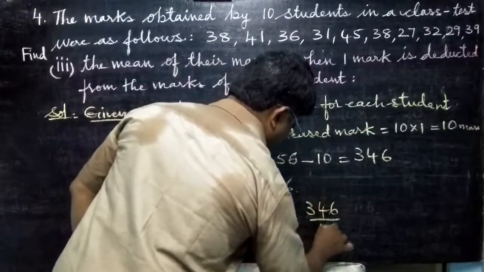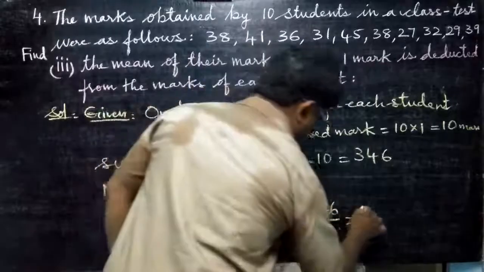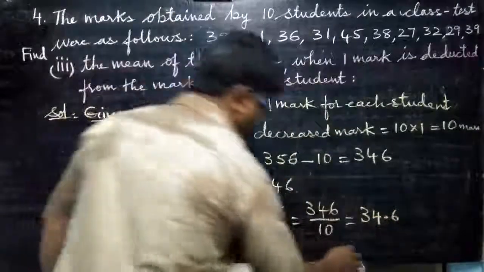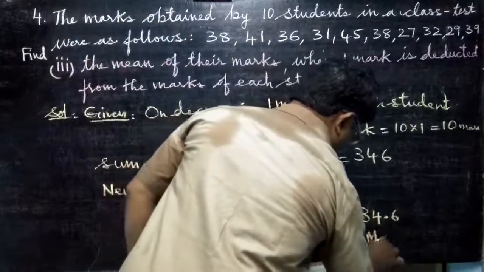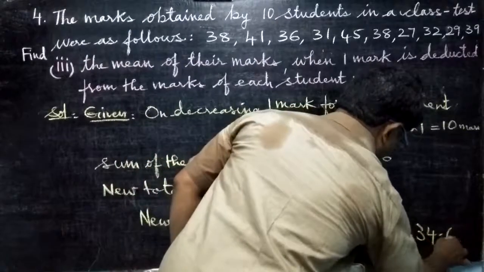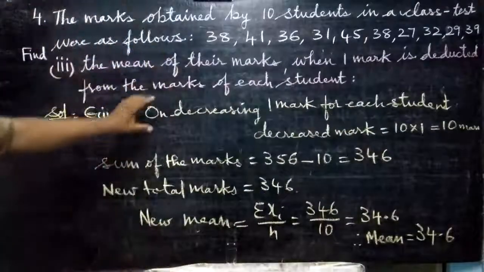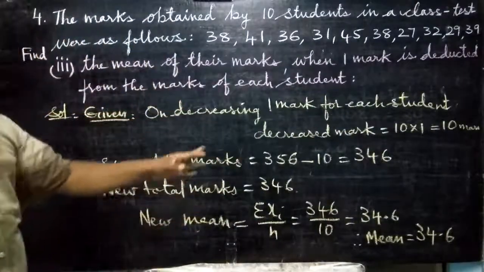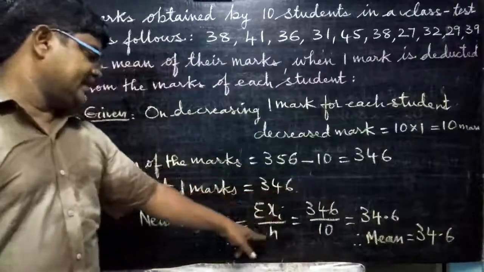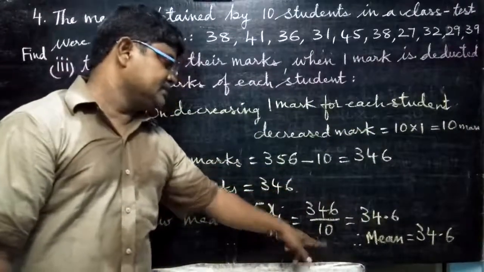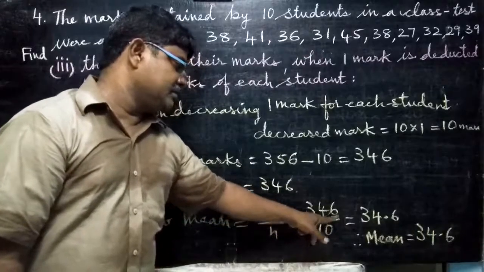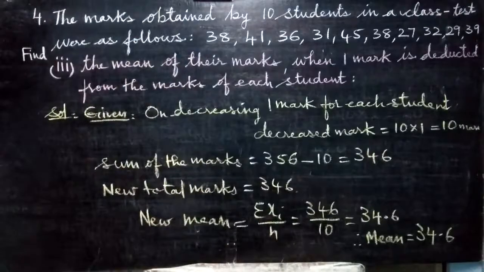346 by 10 is equal to 34.6. Therefore, the new mean is equal to 34.6. That is the deduction: decreasing the marks of 10 students, we minus 346. Again, the number of students did not change, so again with 10, 0 is there. After one digit we put a decimal. Very easy calculation.